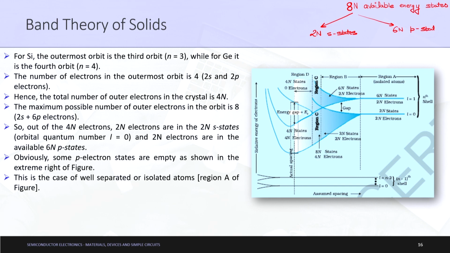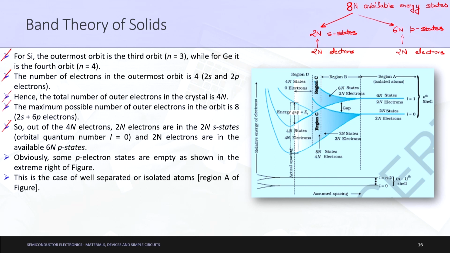Now, the new thing they are saying is that the total number of outer electrons is 4n. So, the 2n electrons are residing here in the s states, and out of the 6n p states, 2n electrons are here. That means 4n p states are vacant at a particular instant of time. So, this thing has also been explained.